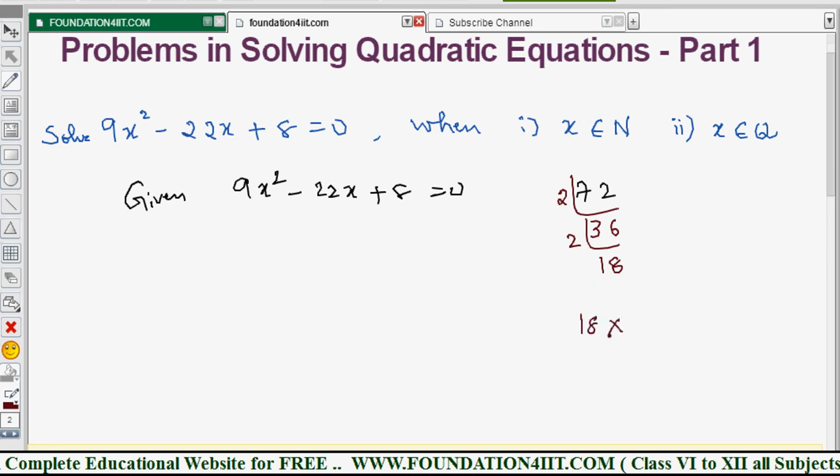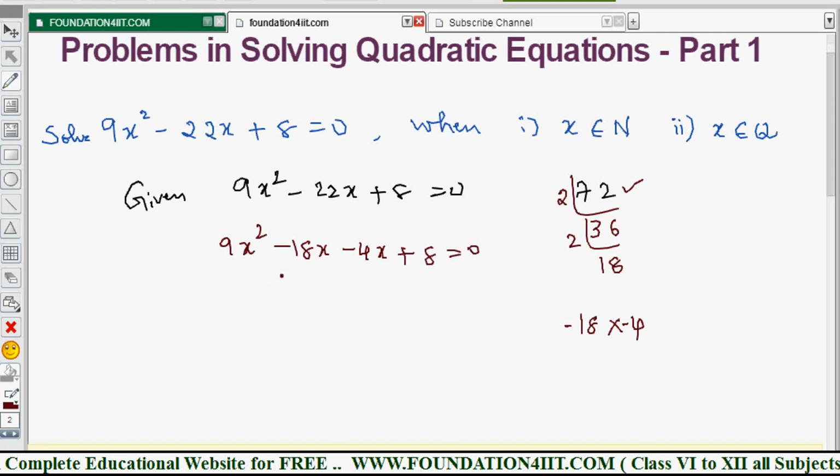So 18 into 4 is 72, and 18 plus 4 is plus 22, but we need minus 22. So in that case, just take minus 18 and minus 4. Now 9x square, minus 22x we write as minus 18x and minus 4x, right? If you add, minus 22, and if you multiply, 72, only then can we take the product rule.